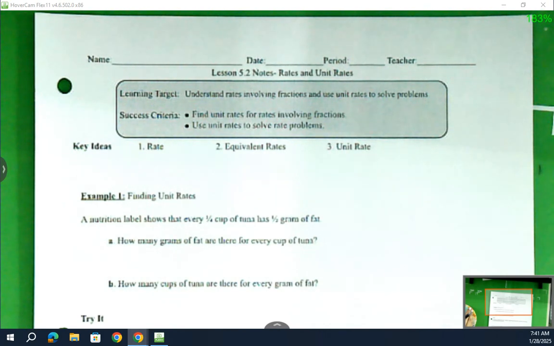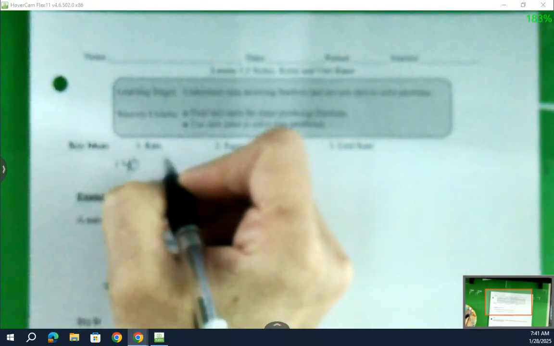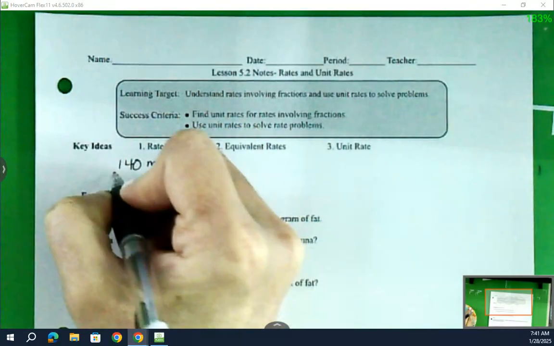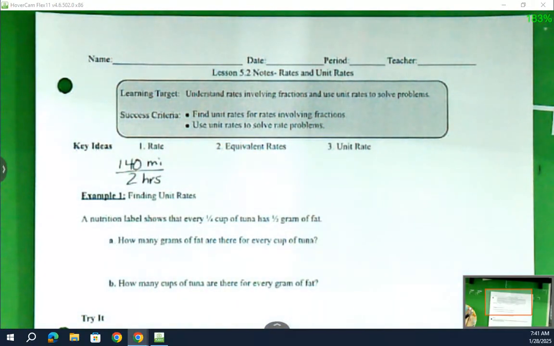Okay, this is lesson 5.2 notes on rates and unit rates. A rate is usually a unit per another unit. So, for example, if I have 140 miles in 2 hours, okay, so that was a traveling time.